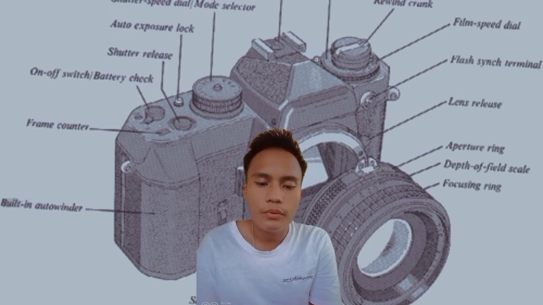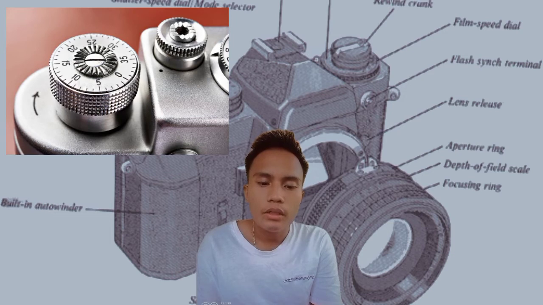Twelve is the frame counter. The frame counter is just a readout of the number of exposures that have been taken using the current film roll that you've loaded into the camera. When you load a fresh roll of film into your camera, you need to reset it.